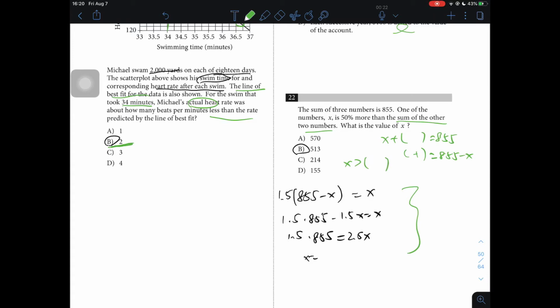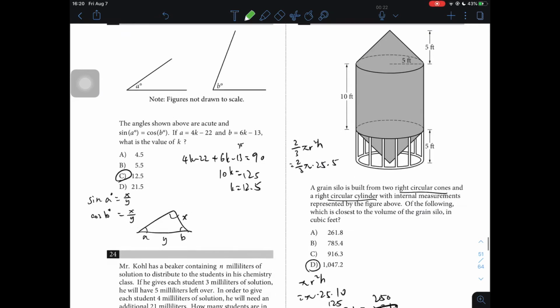So that's why we need to put the 50% on the left side of the equation and let it times 1.5 to give yourself the x. And then you just solve for x, and the answer should be here.